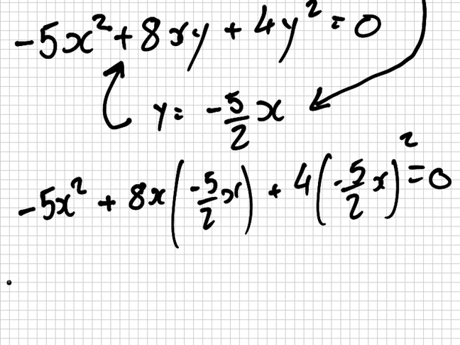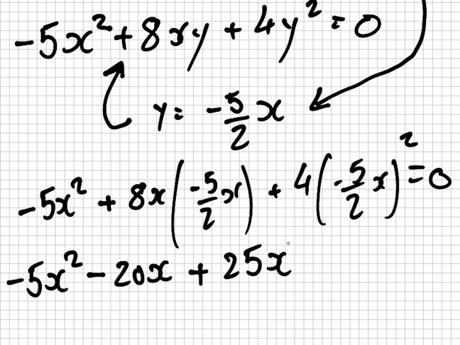So now I have minus 5x squared minus 20x squared plus 25x squared equals 0. Oh yeah, squared here, thank you. 0 equals 0. So this is the problem that you had.